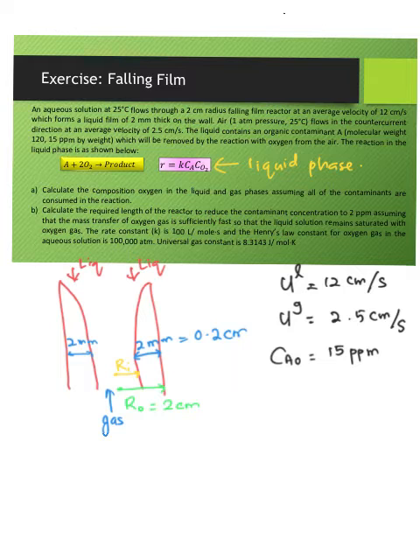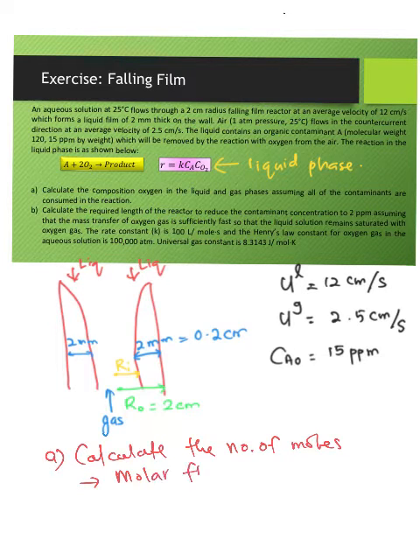We need to determine which reactant is in excess, because the question asks you to calculate the composition of oxygen when all the contaminants are consumed, meaning the remaining oxygen. So we need to know the number of moles for reactant A, and also the number of moles of oxygen. For question A, calculate the number of moles. But based on the data given, what we can actually calculate is the molar flow rate, which refers to the number of moles for both reactants.